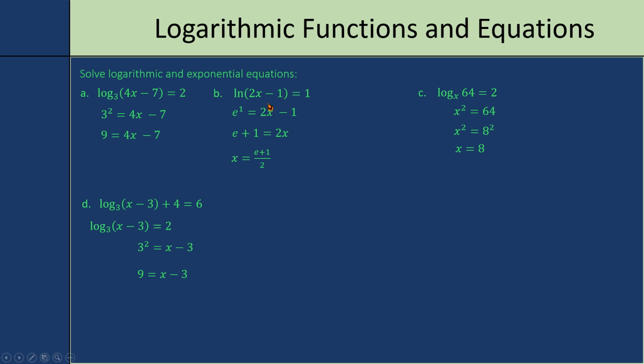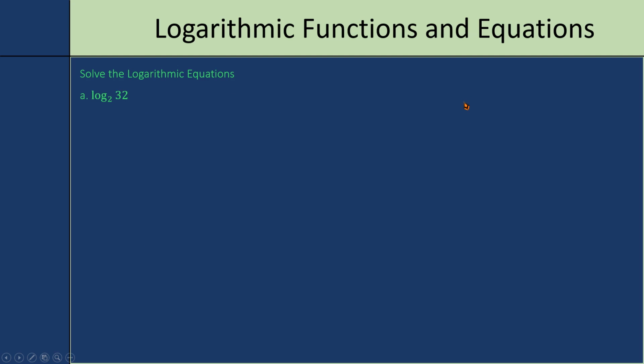Exponential form is necessary when x is next to log. Every time you have x next to log, switch it to exponential form to do it. This problem here, there's no x with log. You can actually solve this with a calculator. However, without a calculator, you have to switch it anyway.